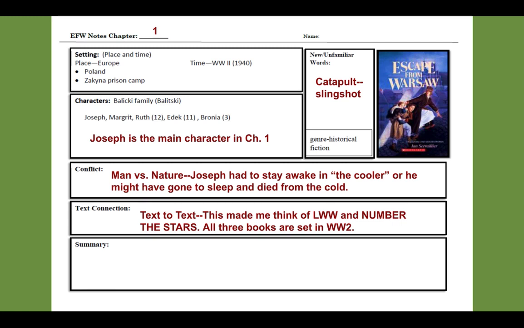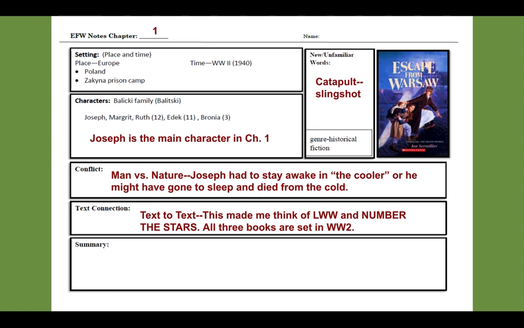But it also made me think of that book that some of you have read for your 40 book adventure called Number the Stars. Both of those are great books, but all three of these books are set in World War II. So when I think of one book like Escape from Warsaw, which I call EFW, it makes me think of Lion, Witch, and the Wardrobe and Number the Stars. And then lastly, I'm going to think about a summary.